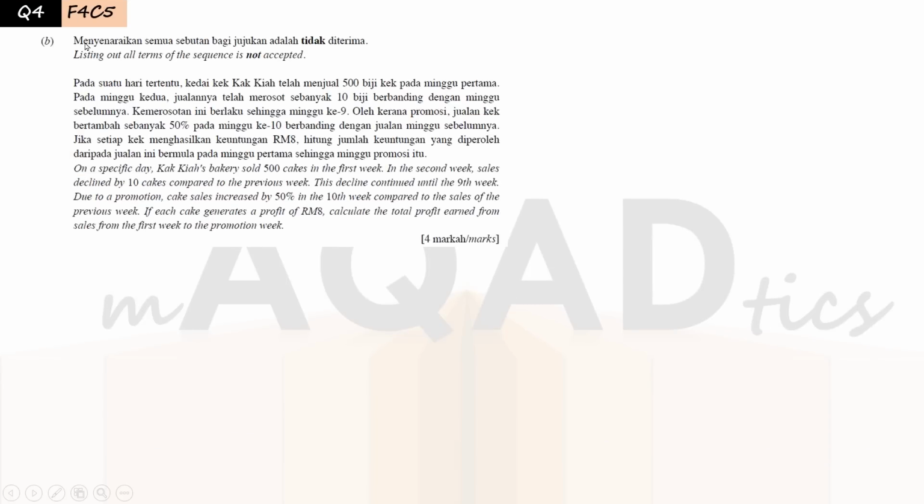And for part B, we have a situation which is this bakery sold 500 cakes in the first week. So this is actually our first term, right? Because this is the first week. So first term is A, and A will be 500. Okay, and then in the second week, it says that the sales declined by 10 cakes compared to the previous week. So means if you want to find the next week's sales, we need to minus 10.